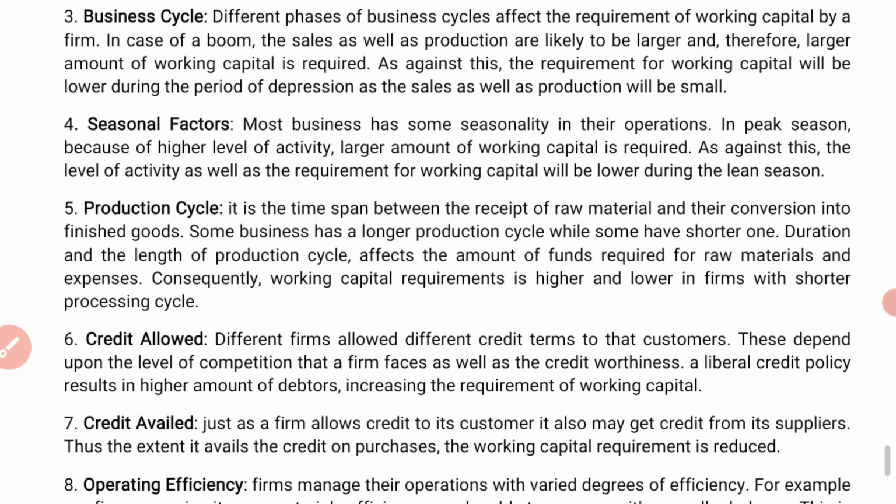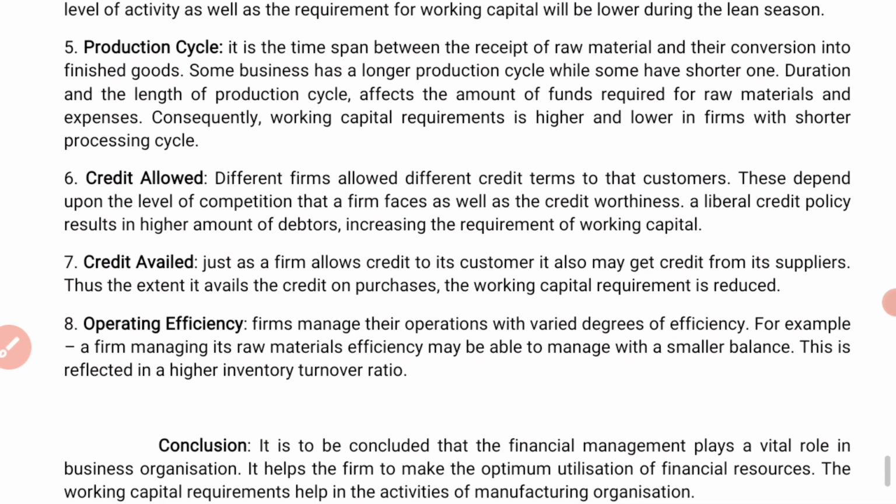And next, that is production cycle. In the production cycle, working capital required is higher in business organizations with a longer cycle, and lower in firms with a shorter processing cycle. Production cycle is the time span between the receipt of raw materials and their conversion into finished goods. Some businesses have a longer production cycle while some have a shorter one. The duration and length of the production cycle affects the amount of funds required for raw materials and expansion. Consequently, the working capital required is higher.